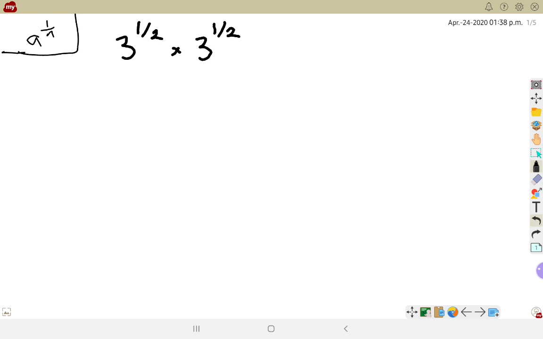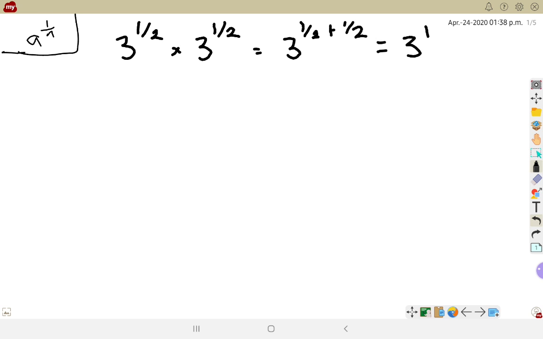3 with an exponent of 1/2 times 3 with an exponent of 1/2. Okay, our exponent laws tell us that because the base is the same, we could write this as 3 with an exponent of 1/2 plus that other exponent of 1/2. And that would then become 3 with an exponent of 1, because 1/2 plus 1/2 is 1.